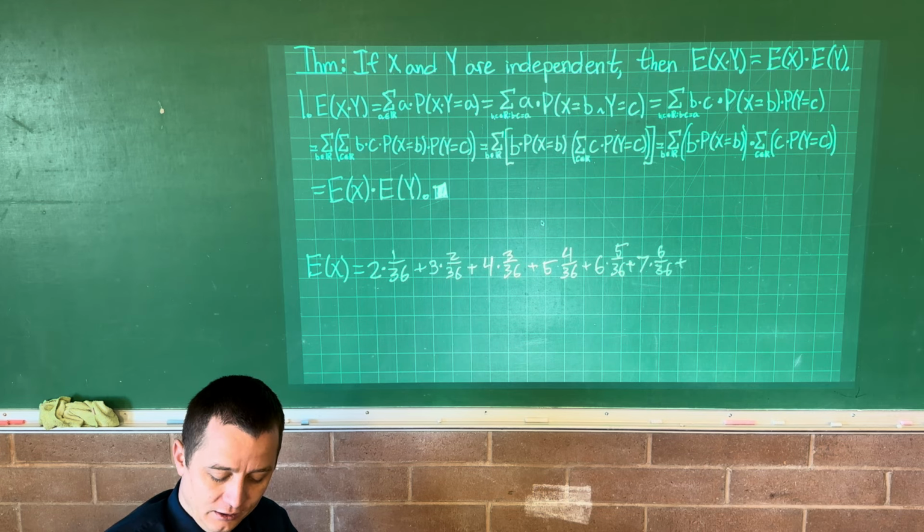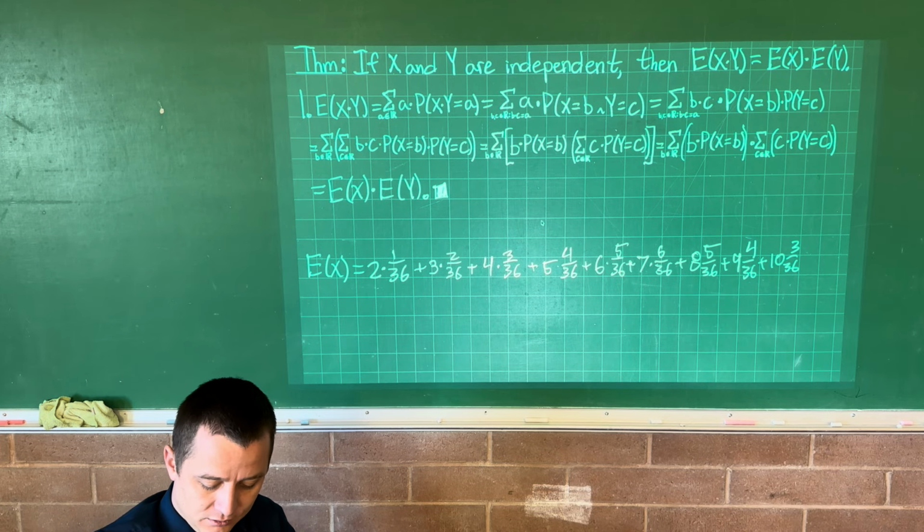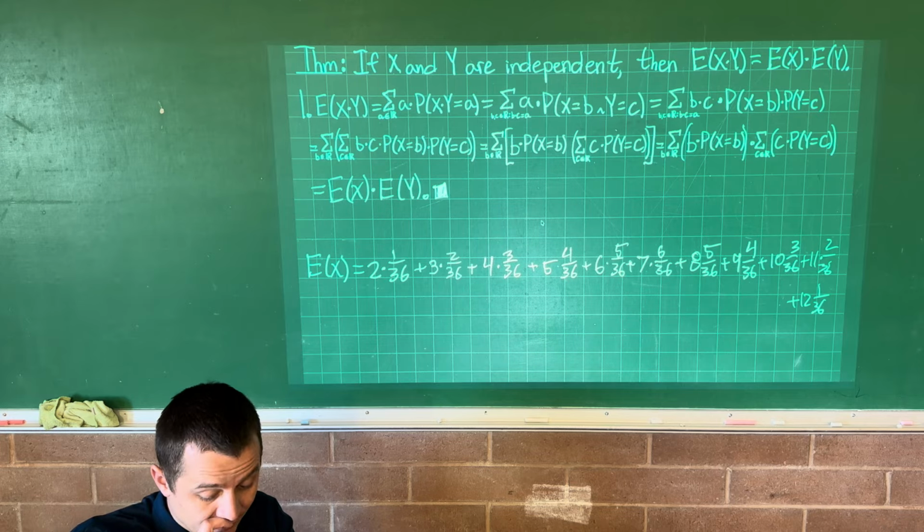How many ways can you get an 8? 5 in 36. How many ways can you get a 9? 4 in 36. How many ways can you get a 10? 3 in 36. How many ways can you get 11? 2 in 36. And just not enough space. How many ways can you get 12? 1 in 36. And so let's add up all the numerators.